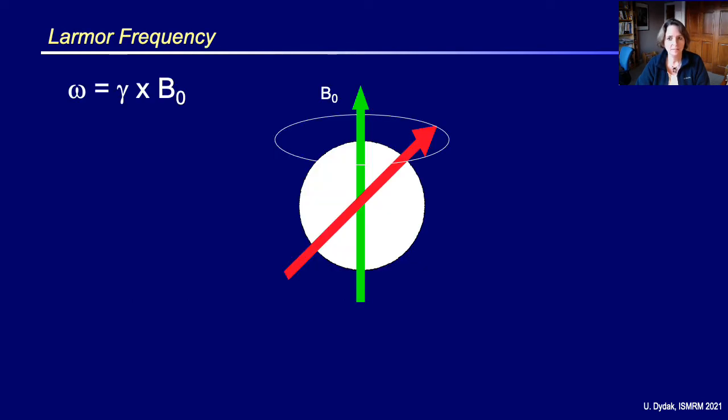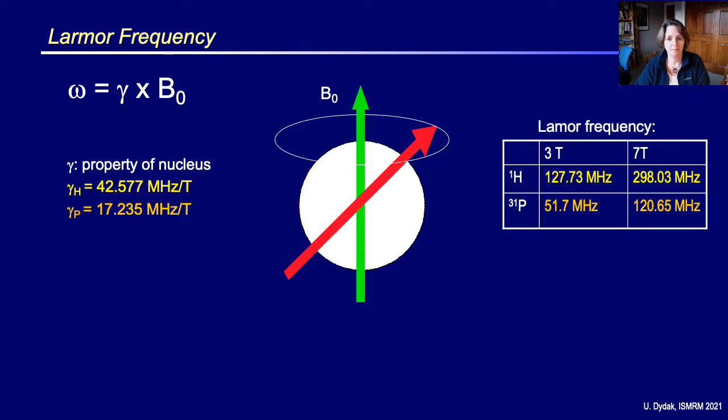To understand the basis of the chemical shift, let us quickly review the Larmor frequency. The Larmor frequency is given by the gyromagnetic ratio gamma and the external magnetic field B0. For example, for hydrogen nuclei, that is protons, the gyromagnetic ratio is about 42 MHz per Tesla. And thus our 3 Tesla MRI scanners operate at about 128 MHz. A 7 Tesla scanner will operate at 298 MHz.